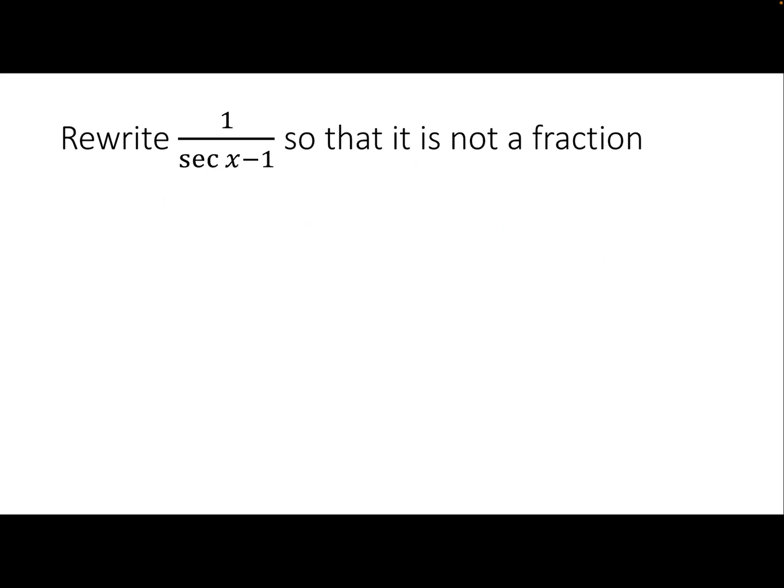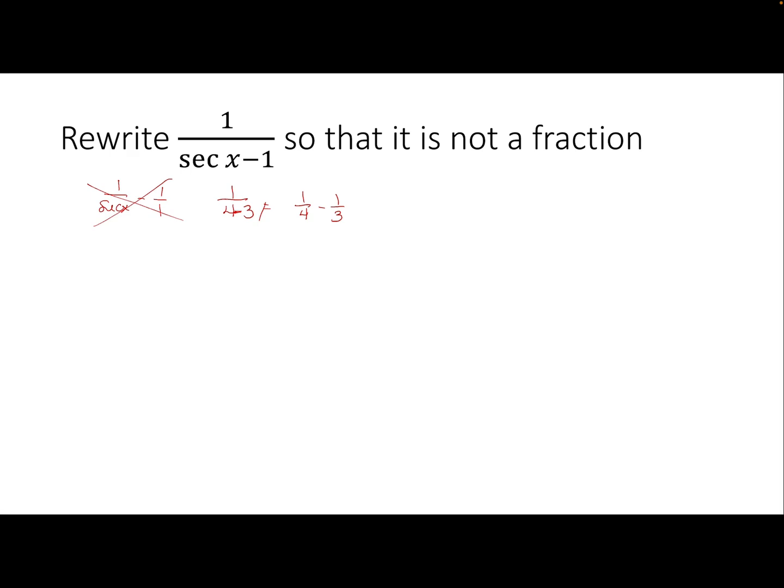If we're asked to rewrite this so it is no longer a fraction, some students want to break it up and say, well, this looks like 1 over the secant of x and 1 over 1, but realize that we can't take 1 over 4 minus 3 and say that that's 1 over 4 minus 1 over 3. They're not equivalent. So we have to come up with a different strategy.